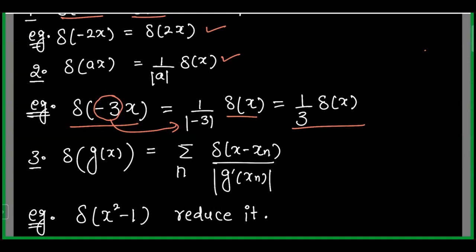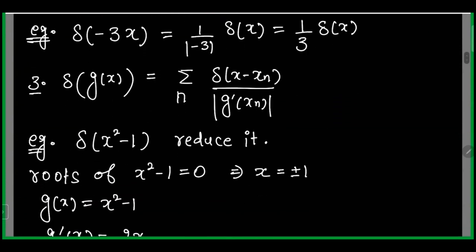So it is very important that in questions, before you start solving, you simplify the Dirac Delta functions that are given to you. Okay, now let's move to the next part. The next part is delta of g of x. Now delta of g of x equals the summation of delta of x minus xn divided by modulus of g dash xn.